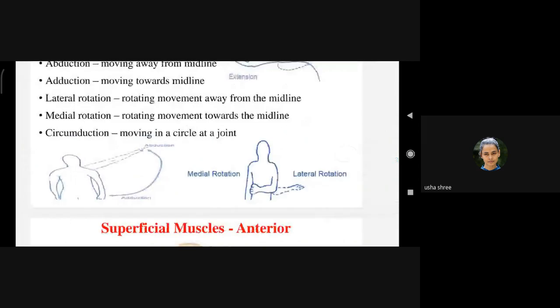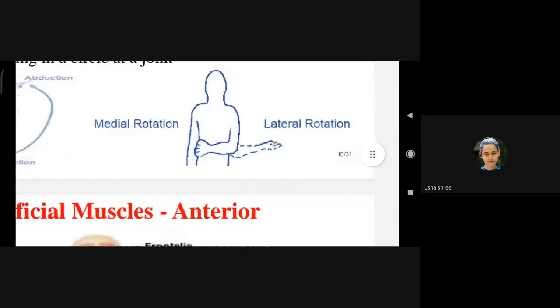Now, lateral rotation, rotation or movement away from the midline. Like you can see here in the picture, if the hand is moving away from the midline, if the hand is going more towards the left, then it is lateral rotation. If the hand is coming towards the body, like if the left hand is coming to the right side of the body, then it is medial rotation.